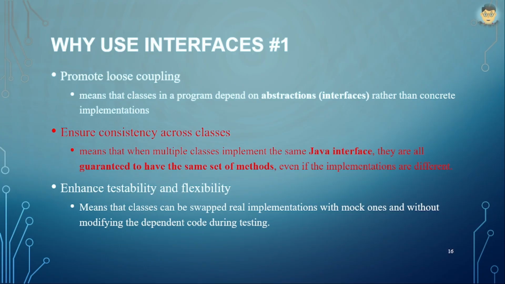Second, interfaces ensure consistency across classes. When multiple classes implement the same interface, they are guaranteed to have the same set of methods. Even though the implementations may differ, the structure remains consistent, making it easier to work with different classes in a unified way.